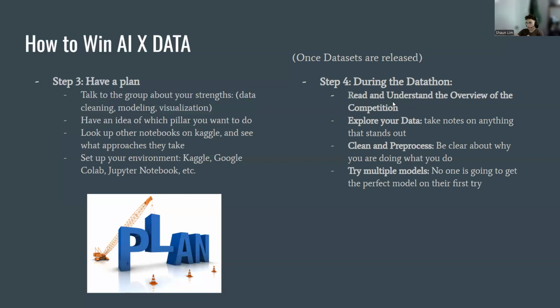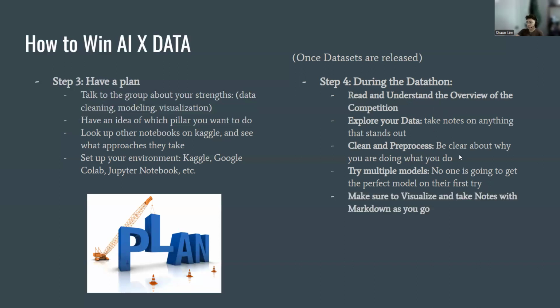Try multiple models. This is a big one. We really don't want you, and this is not just for this datathon, but in data science in general, or when you're doing projects based around any data set, just picking one machine learning model, because even if you're really confident that this is the best approach, you can't be 100% sure. So make sure to give yourself time to try and evaluate multiple models, and see which one is the best. And like I said, no one is going to get the perfect model on their first try. That never happens. So be ready to try multiple models.